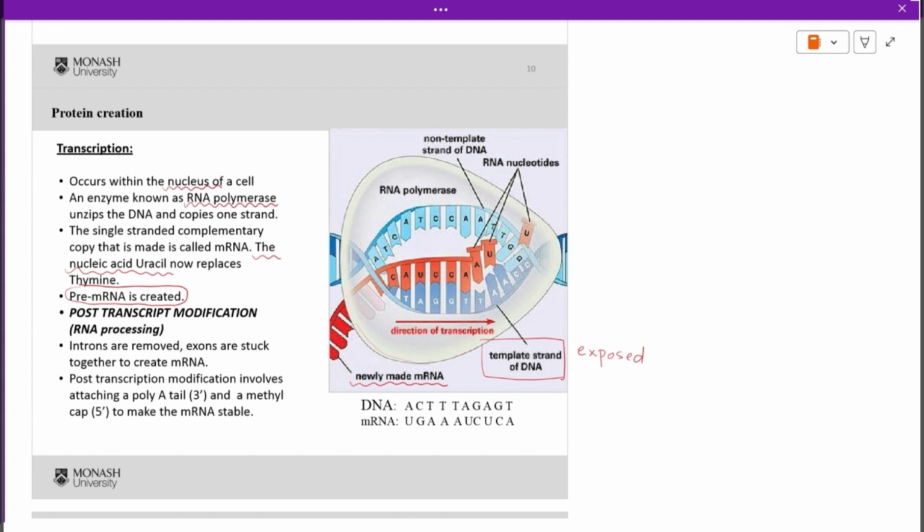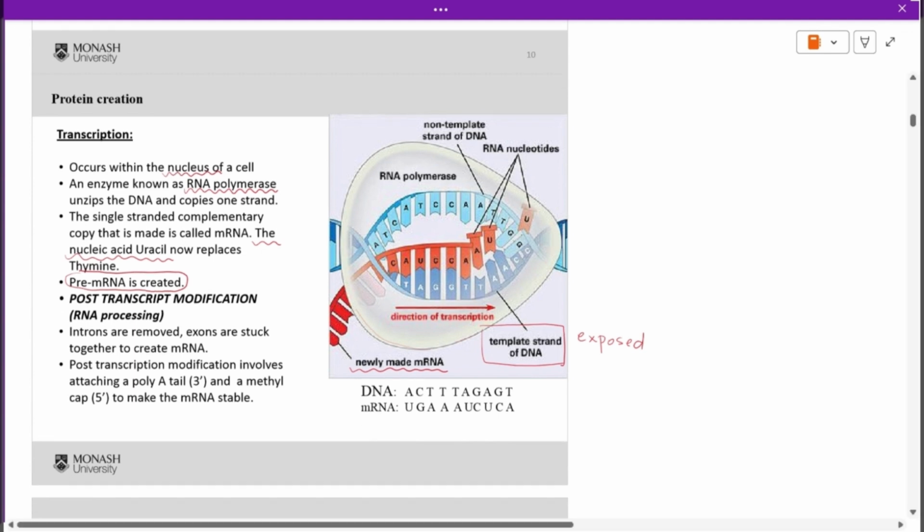Once the full area of the gene is transcribed, which is when there is a stop codon and that codon has been reached, transcription will stop, which is termination. During the termination stage, RNA polymerase will detach from the DNA strand. But this process doesn't just stop there, because there is still a post-transcription modification that needs to take place. This process is also known as RNA processing.